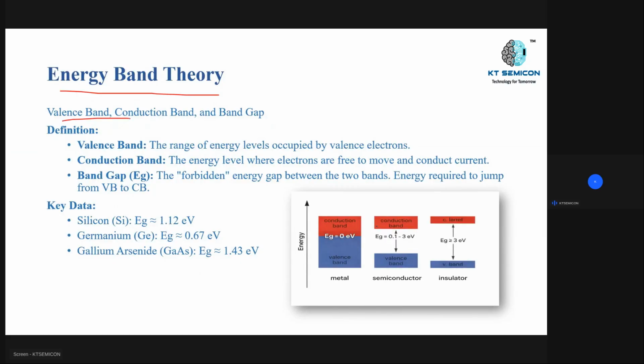We have the valency band, conduction band, and band gap. These are the main things. Valency band means the range of energy levels occupied by the valency electrons. Firstly, the valency band is completely filled with electrons. Whenever we increase the temperature, the electrons in the valency band try to jump from the valency band to the conduction band. In the conduction band, the energy levels are where electrons freely move and conduct current.